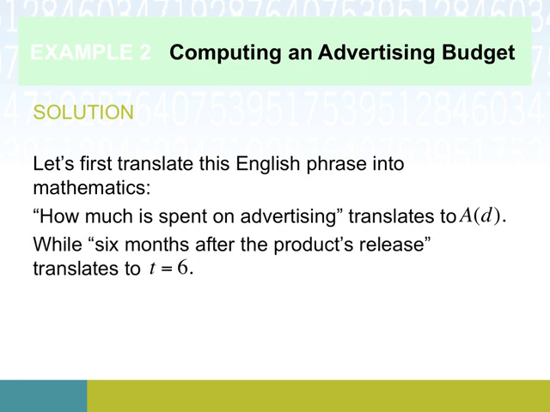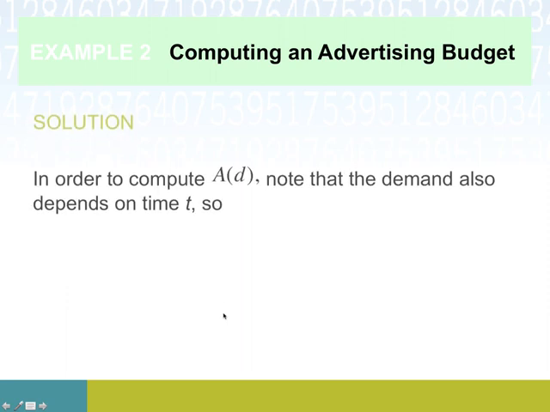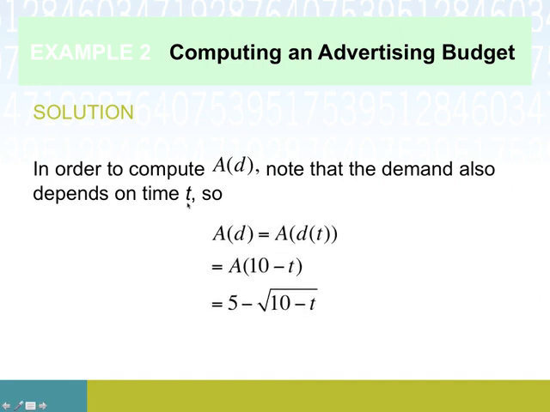6 months after the product's release is a time. That tells us that T is equal to 6 because our time T is in months. And then A of D, we need to evaluate that with T equal to 6, which you might notice is sort of a challenge right off the bat because there are no T's in this. But recall that we've got a way to get between T and D. So the thing to realize is that demand, D, depends on T. We need to grab that function, D, that we were given earlier on and replace it in this A function.